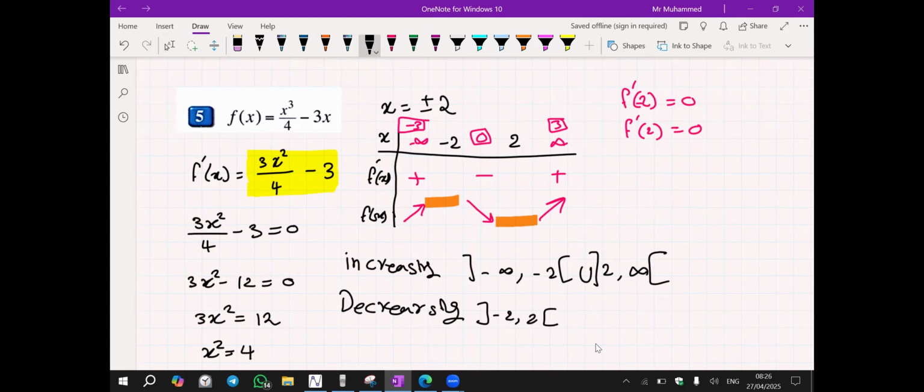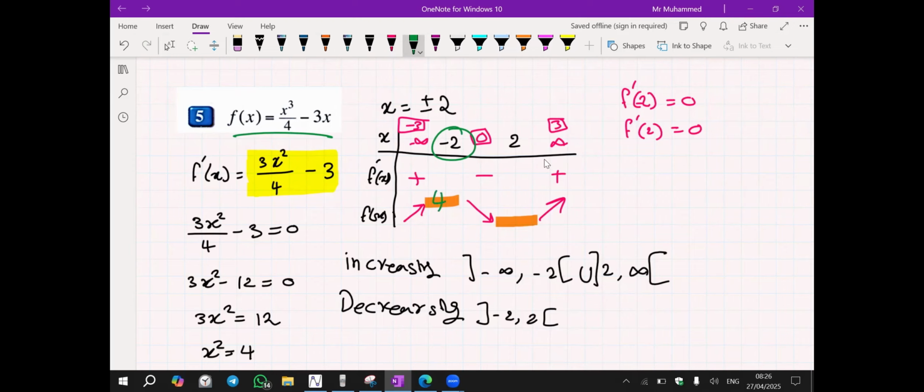If we want to find the extremum values, extremum value means y, critical value means x. We're going to input this negative 2 into the original function. Negative 2 to the power 3 is negative 8. Negative 8 divided by 4 is negative 2. And then minus 3 times negative 2. This is equal to 4.